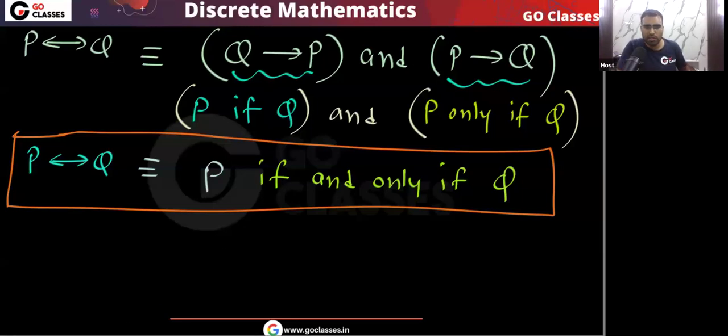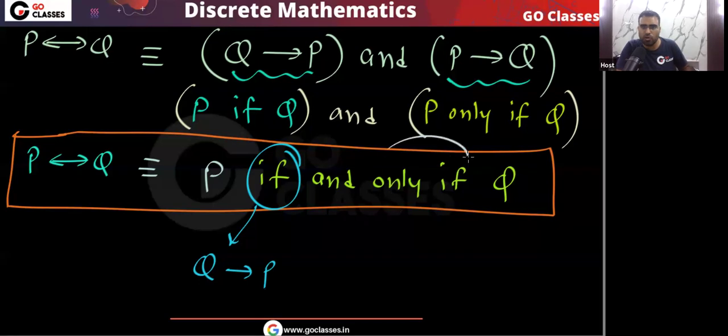Let me know, did you understand what this "if" means? Tell me what this "if" means. This "if" means Q implies P. And what does this "only if" mean? "Only if" means P implies Q.